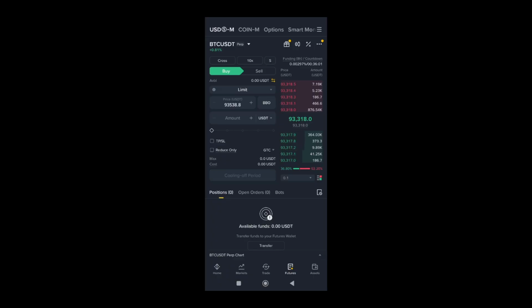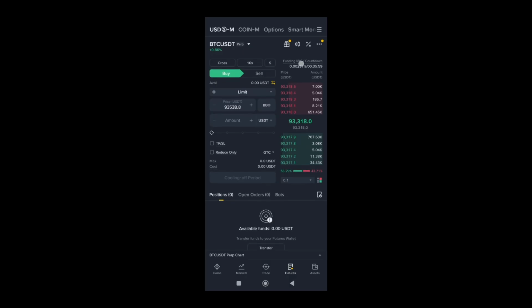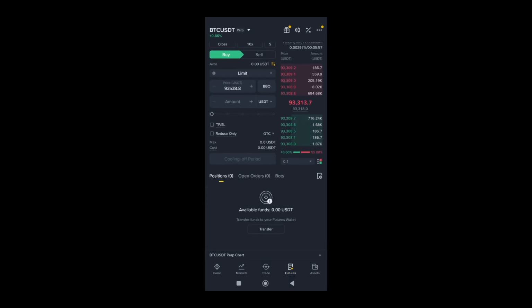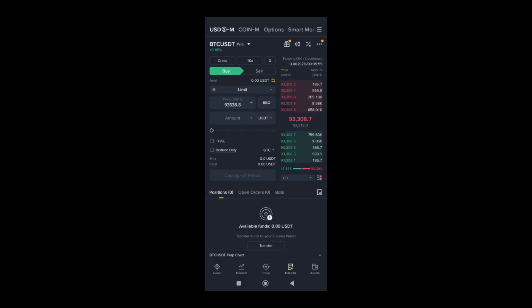Once you're inside Futures, look toward the top right corner of the trading screen. Here, you'll see information related to the funding rate and the funding countdown timer. This countdown shows how much time is left until the next funding payment, which usually happens every 8 hours.